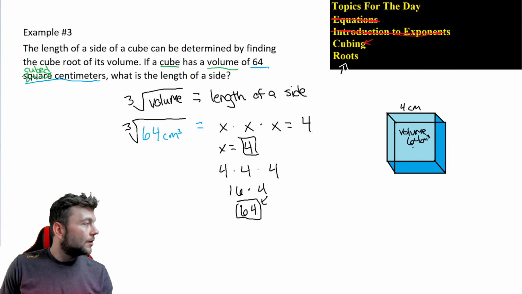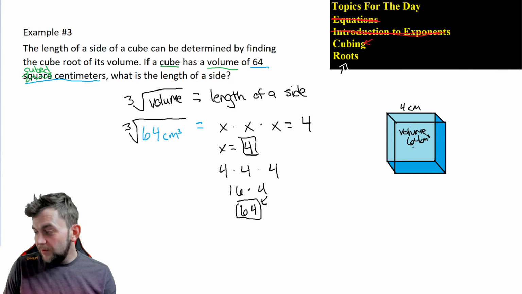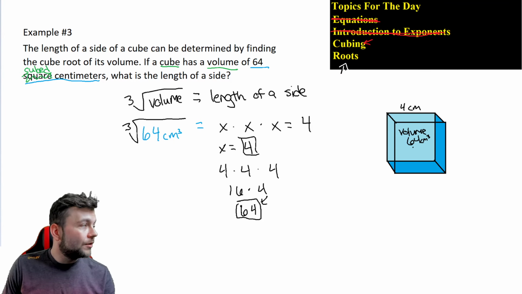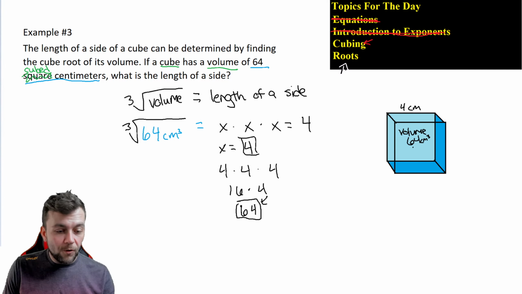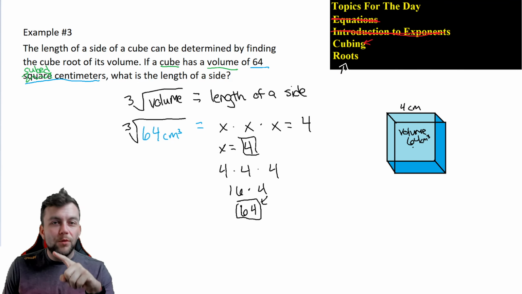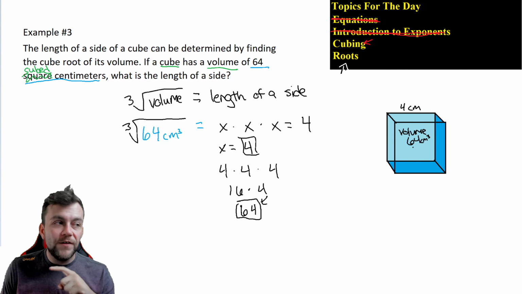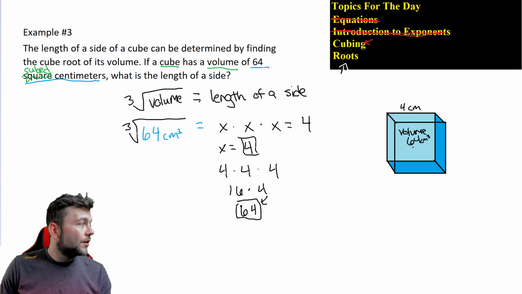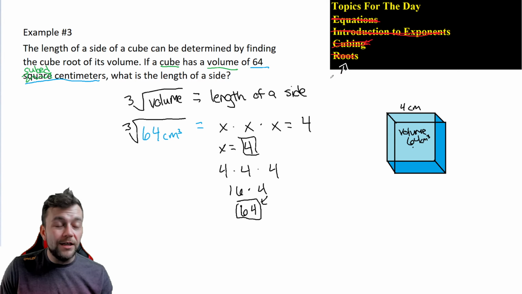All right. Let's see. Do I have another example? Yes, I do. We are going to do one more example, and let's finish up this class with what we started with, and that is going back to equations. So we've completed our cubing review and our roots review.